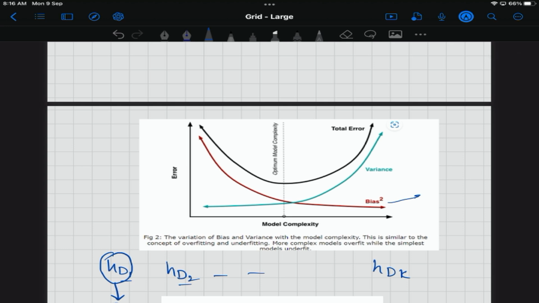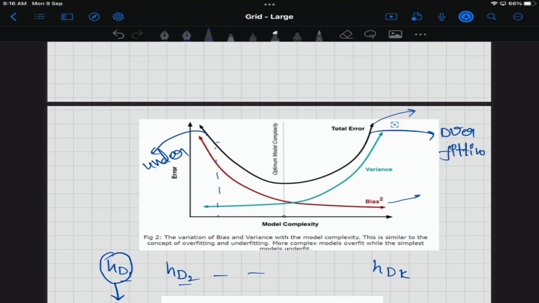Okay, then what happens to your test error? This is like your test error. Okay, so when your model complexity is too small, your test error is high because you may not actually fit the data well. As your model complexity increases, again your test error is going up. Okay, so this is your underfitting scenario and this is your overfitting scenario, right?